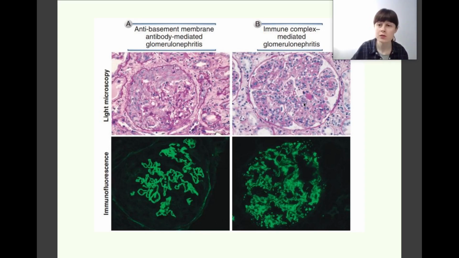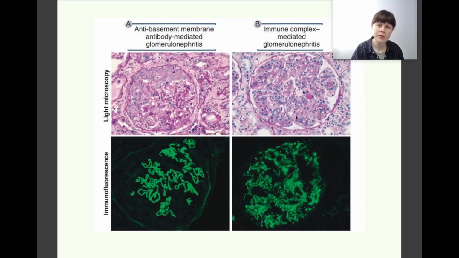First one, this is A, glomerulonephritis induced by antibody against the glomerular basement membrane. Goodpasture syndrome it is called. And this light micrograph shows glomerular inflammation and severe damage. And immunofluorescence shows linear deposition of antibodies along the basement membrane.